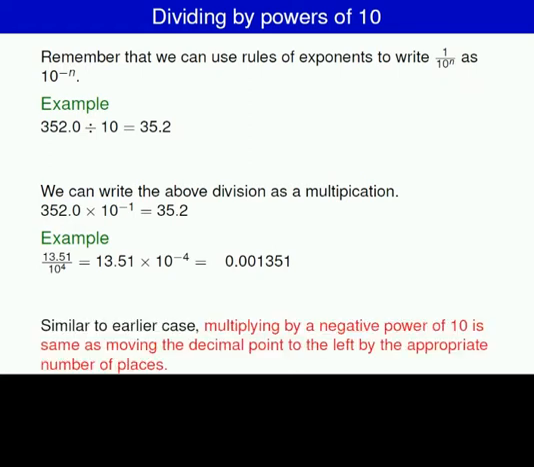Now as a rule of thumb, again, we can remember: dividing by a power of 10, or equivalently multiplying by a negative power of 10, we move the decimal to the left by the appropriate number of places. So easy to remember: multiplying by powers of 10, we move the decimal to the right. Multiplying by negative powers of 10, we move the decimal to the left.